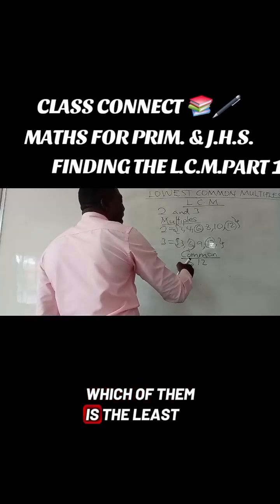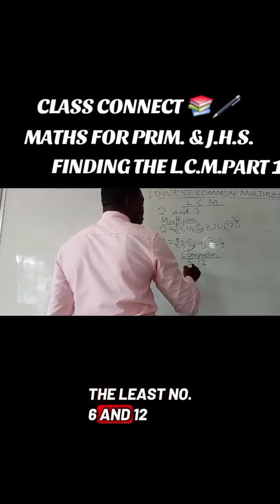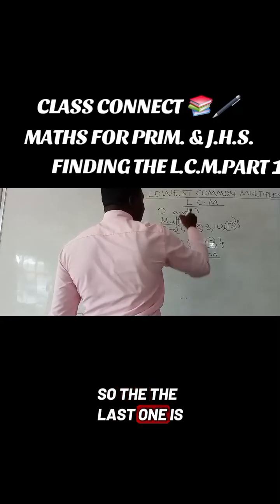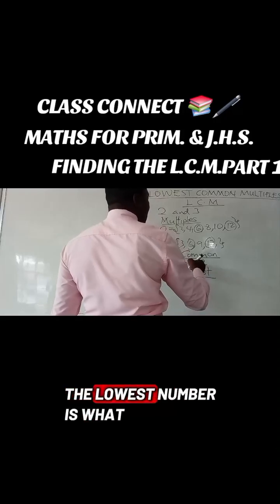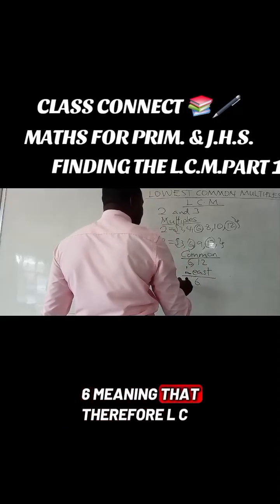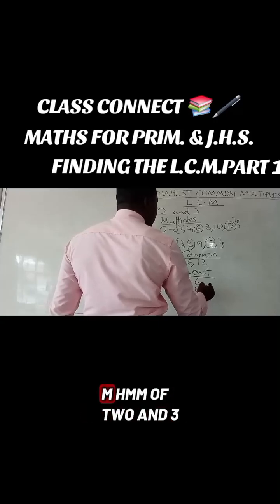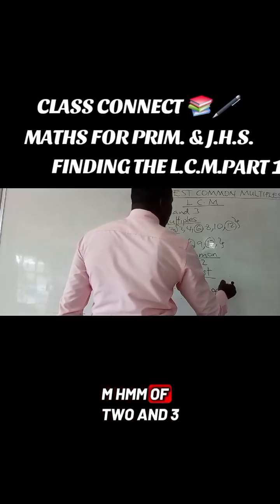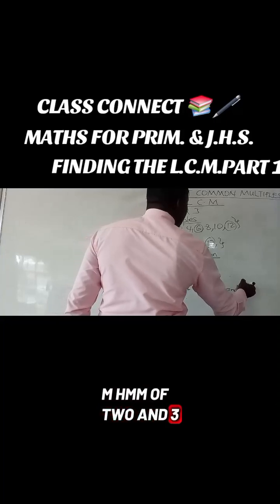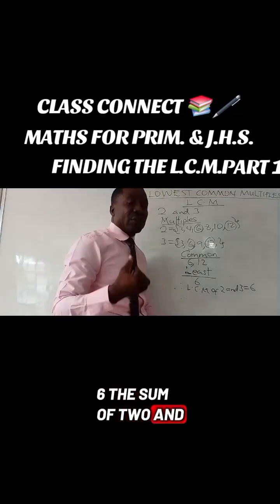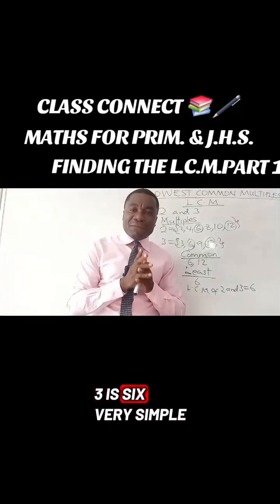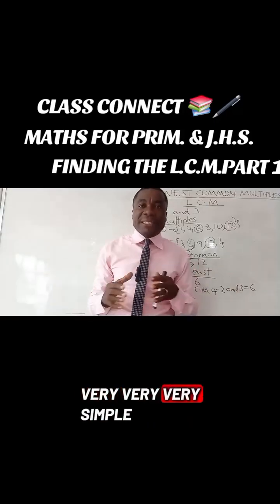Now, which of them is the least? The least number, 6 or 12. The last one is L, which stands for least or lowest. The lowest number is what? 6. Meaning that, therefore, the LCM of 2 and 3 is what? 6. The LCM of 2 and 3 is 6. Very, very simple.